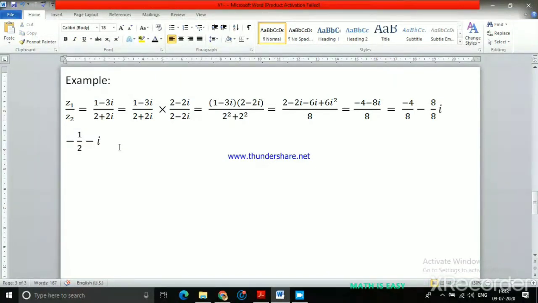Okay, so this is how we do it. This is the same as the polynomials which we solve, the rationalization of numbers. Everything is the same.